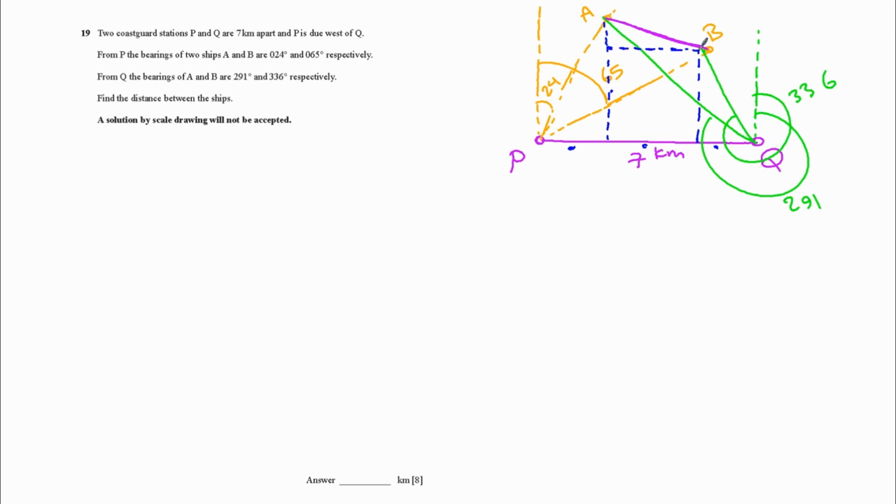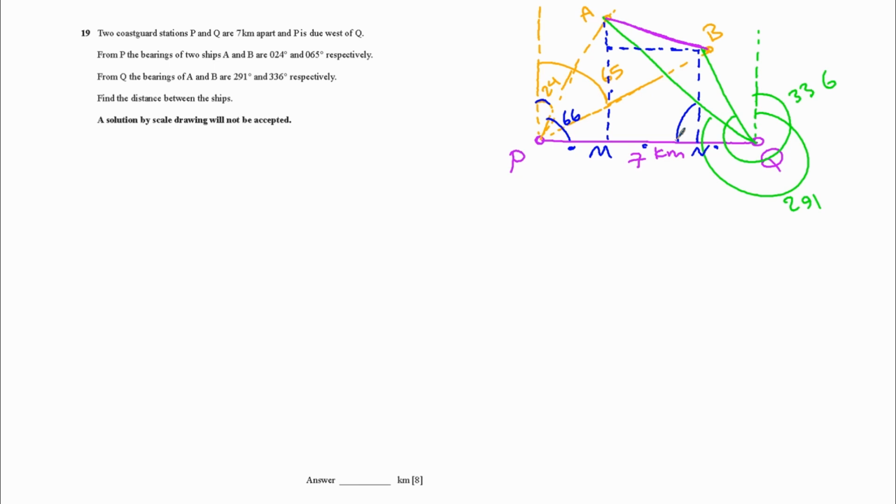So I'm going to call this point M. I'm going to call this point N. Considering that I have 24 in this angle here, this angle here would be 90 minus that, which is 66. And I also know that this angle here would be 291 minus 270, because we are just reducing that 270 out of that, so that would be 21.